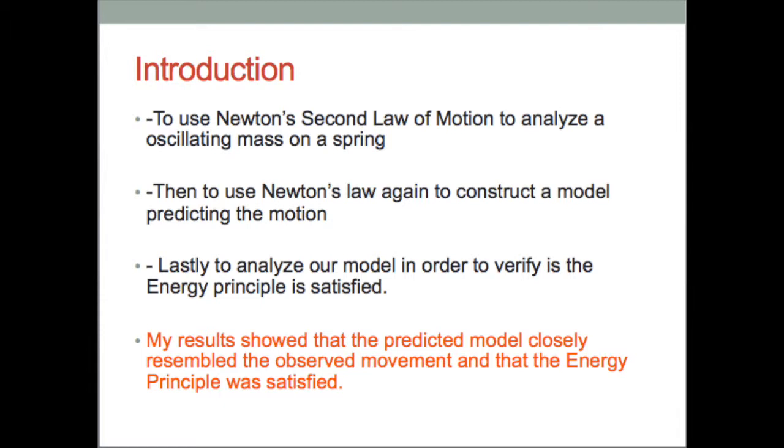In this lab, we were given a video file to analyze using Tracker. The video consisted of Dr. Greco releasing a small mass to oscillate by the forces of gravity pulling it down and the force of the spring pulling it up. As always, we will be using the fundamental principle of Newton's second law to analyze the motion, and then to model the motion on VPython.